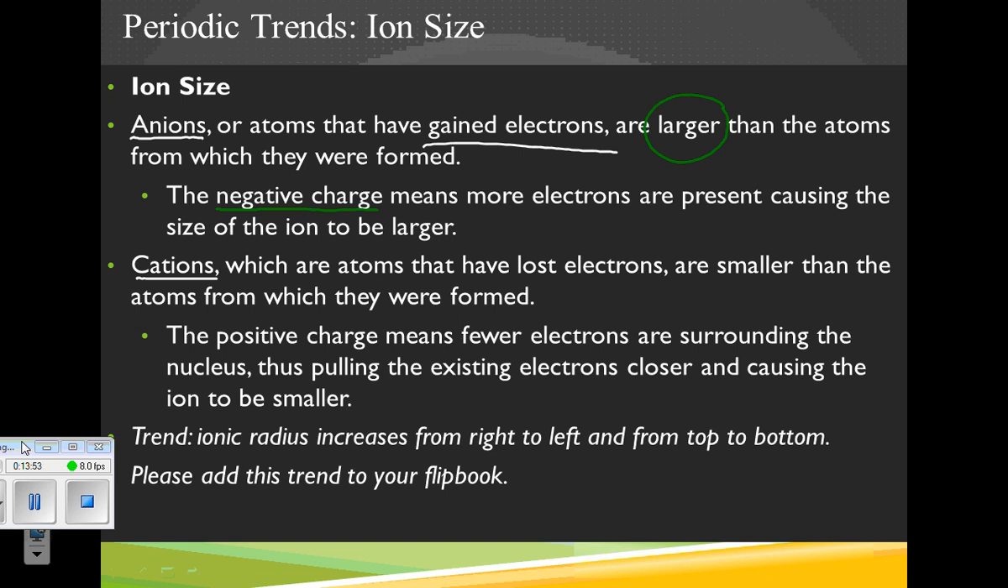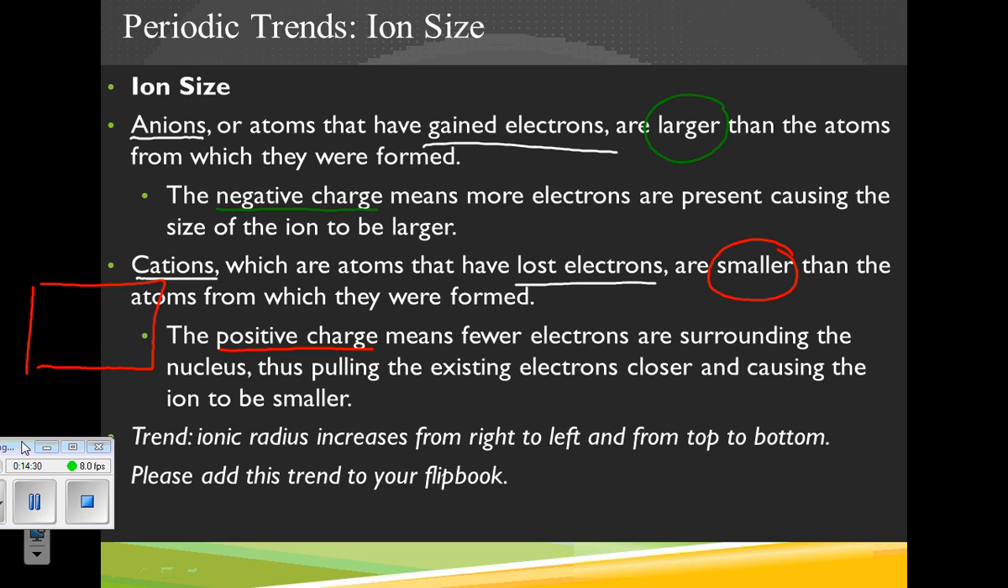Cations are those that have lost electrons, and they are going to be smaller than their original because they lost some of their electrons, and they're going to take on a positive charge because they've lost some of their negatives. The trend for ionic radius increases from left to right and from top to bottom when I talk about ion size.